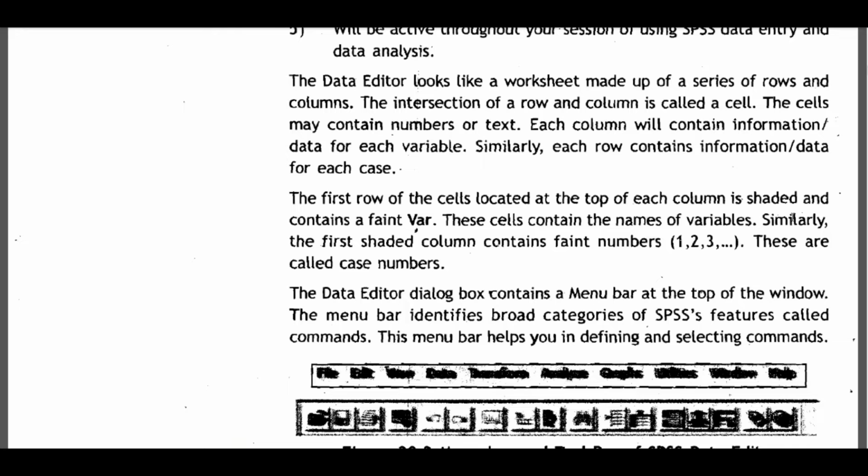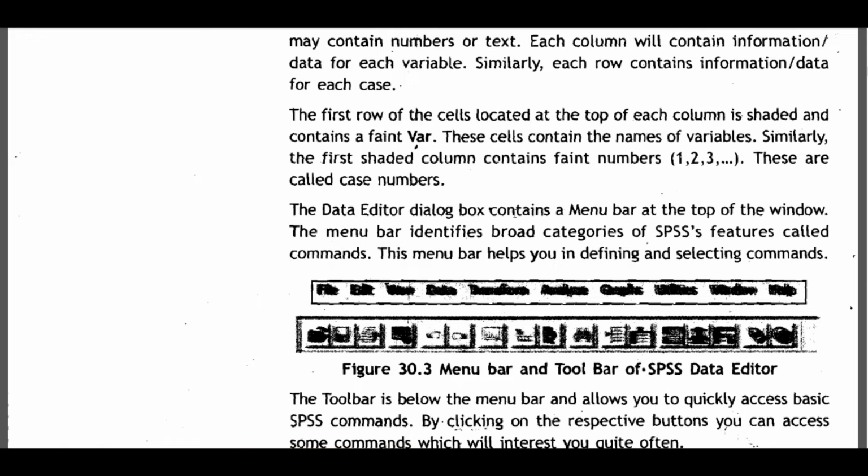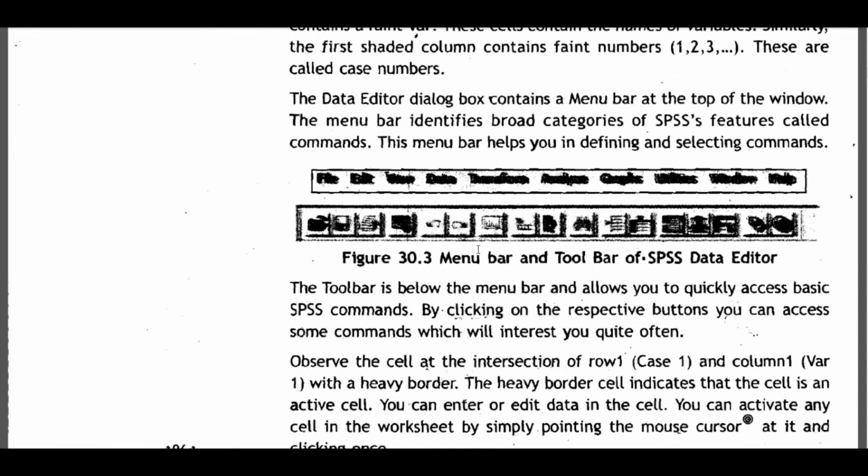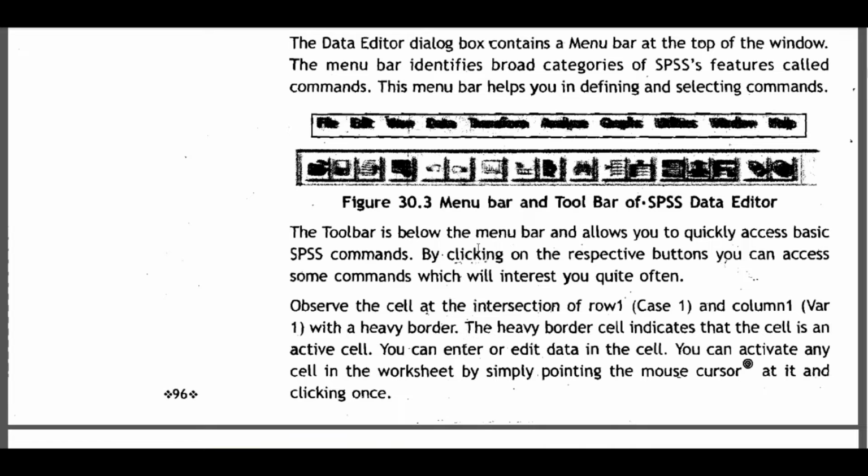Similarly, the first shaded column contains faint numbers like 1, 2, 3. These are called the case numbers. The data editor dialog box contains a menu bar at the top of the window. The menu bar indicates broad categories of SPSS features called commands. This menu bar helps you in identifying and selecting commands. So under your command, okay.